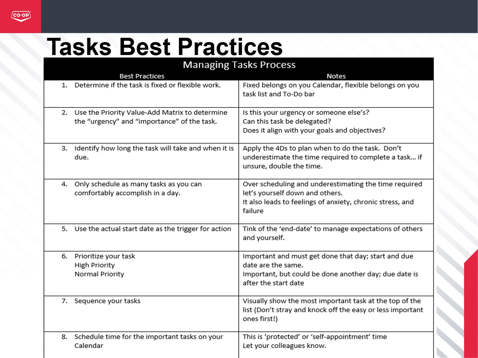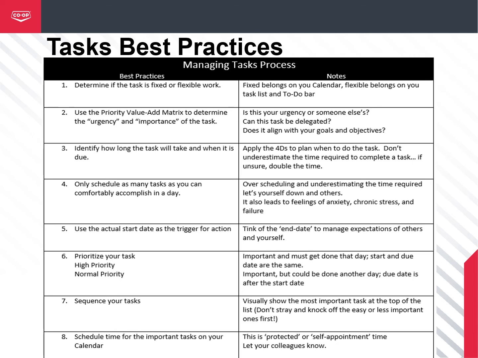Number 5 is we want to use actual start dates as the trigger for action. So think of the end date to manage expectations of others and yourselves. All tasks usually have a deadline, a time where you need to have it done. But if we plan our day around the deadline, what happens is we don't have enough time to prepare and plan. If you're waiting until the deadline to start something, you're probably going to feel a lot of pressure and stress to get that done. So we want to manage our time based on a start date, so that proactive planning.